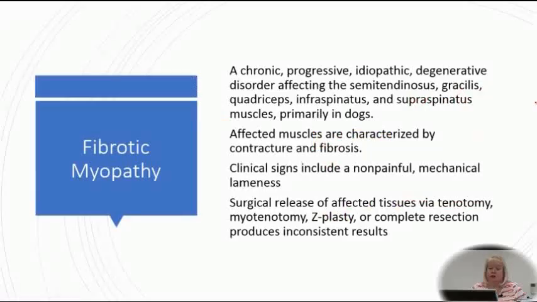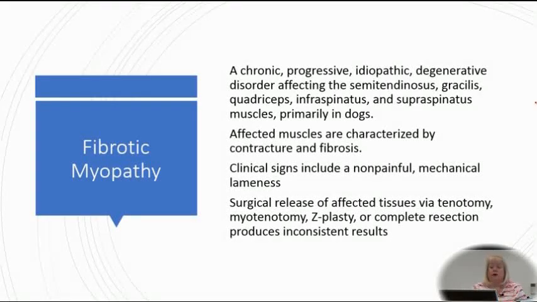So fibrotic myopathy can occur in a number of muscles: the semitendinosus, the gracilis, the quadriceps, the infraspinatus, the supraspinatus. I think it can occur in the semimembranosus as well, but a number of muscles. And there have been many rehabilitation therapies that have been tried, and none of them really work. So this is kind of a weird thing that doesn't work. So if you get one of these cases in and you think your laser is going to help or your acupuncture, it's not. It might slow down your fibrosis a little bit, but they always contract afterwards.